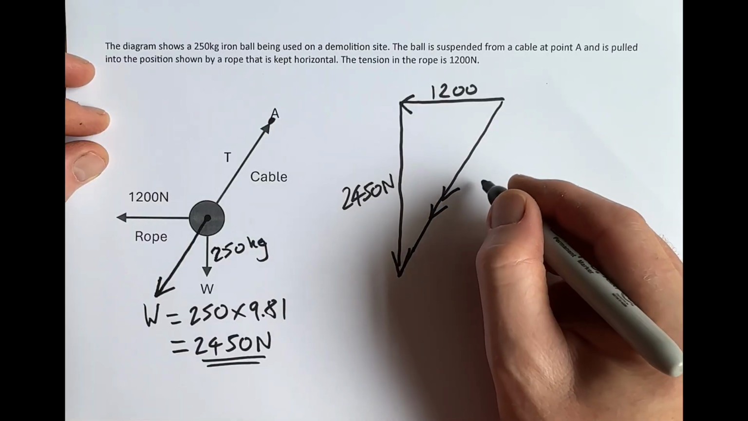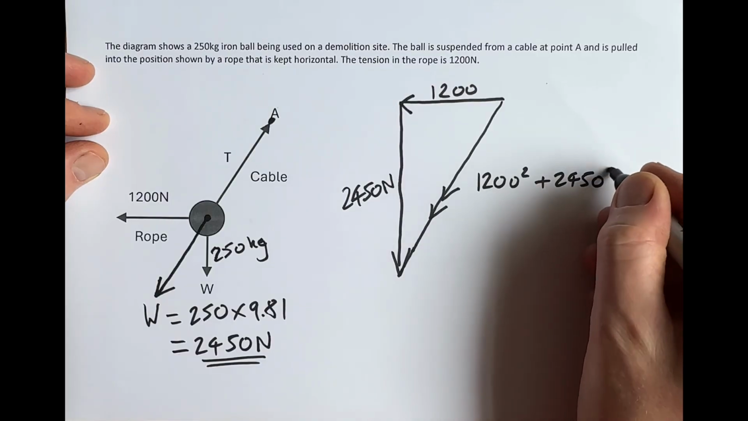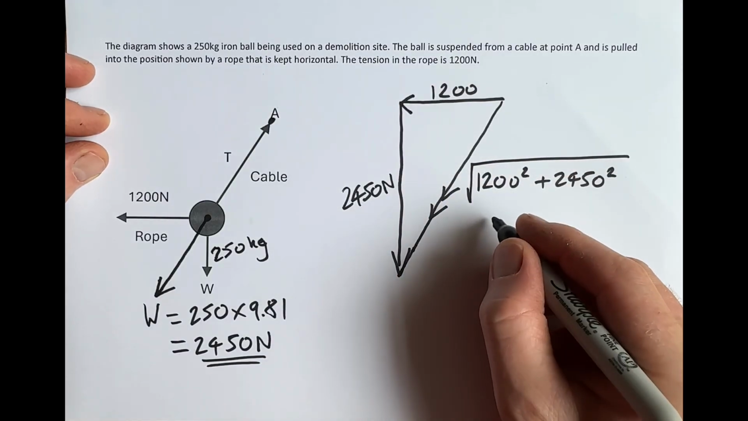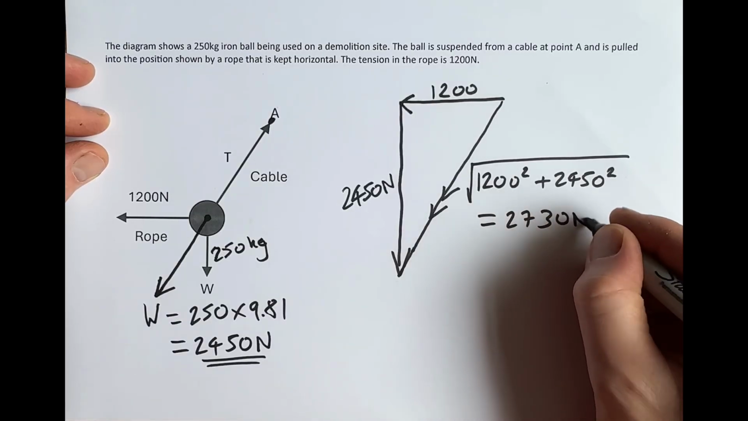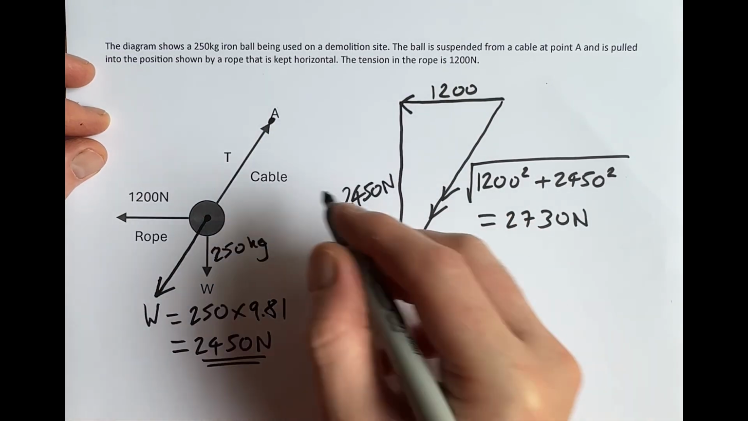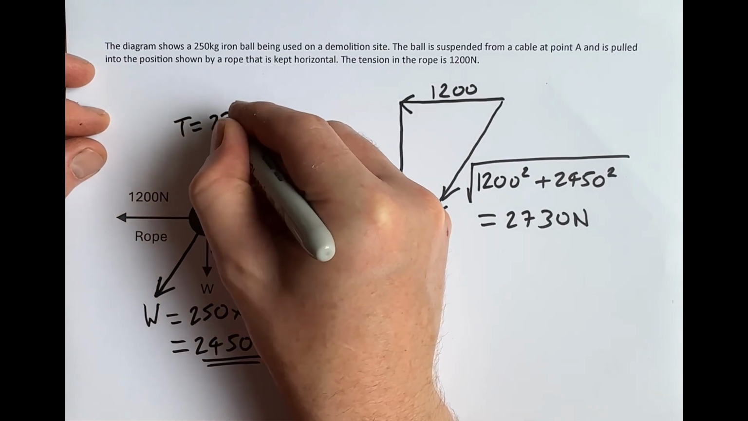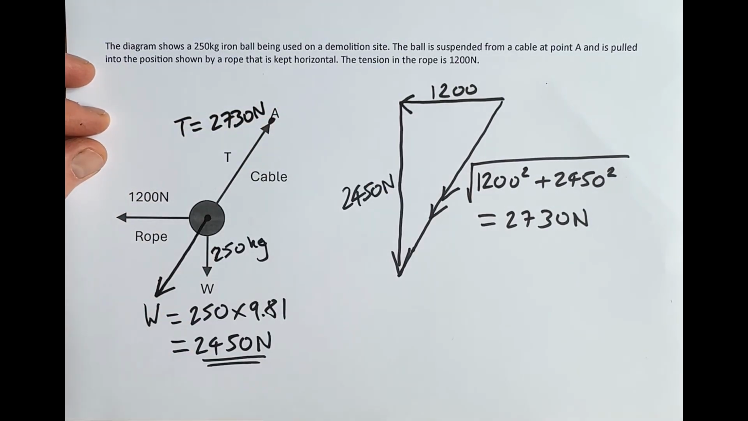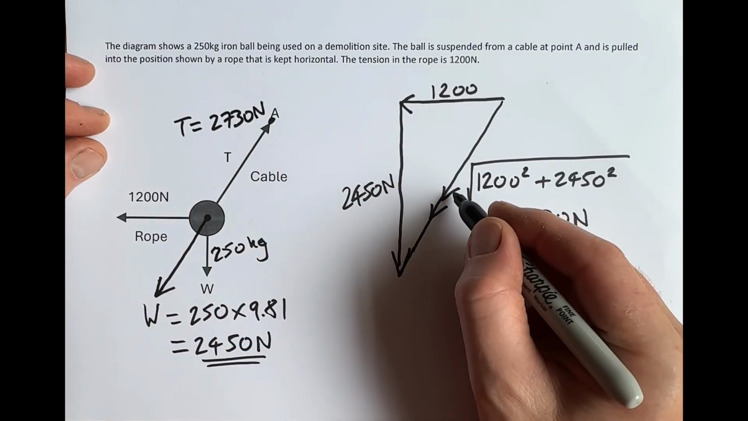So to work this out, we're just going to use Pythagoras' theorem, 1,200 squared plus 2,450 squared, and then we're going to square root that, okay? And when you work that out, you get 2730 if you do that to 3 significant figures there, okay? Right, and then the next thing, so we now know this force here, which means we know this force here. So we know that this T now is equal to 2,730 newtons, okay? Because this force has to be equal and opposite to this force.